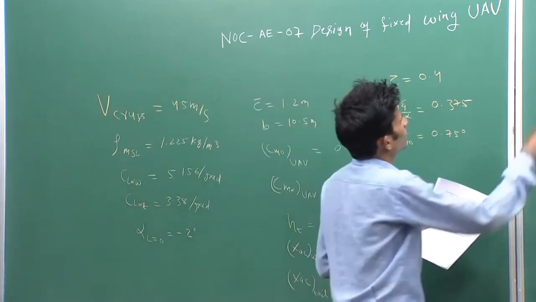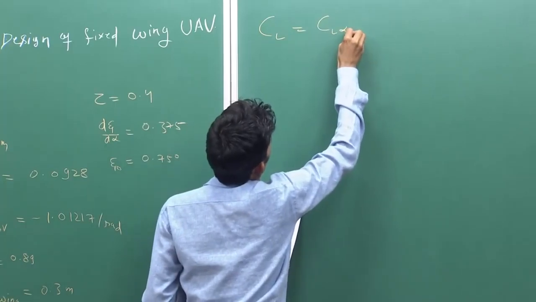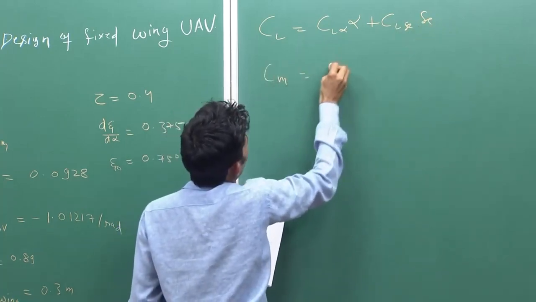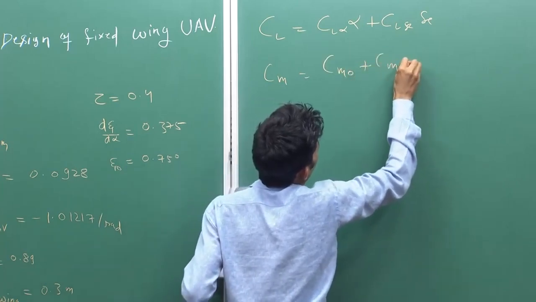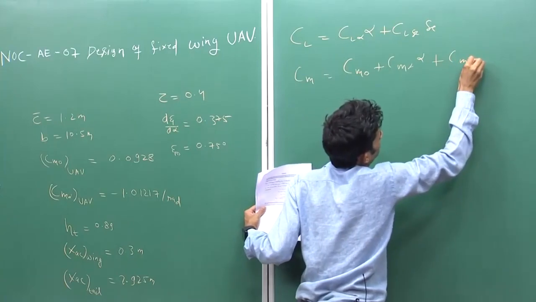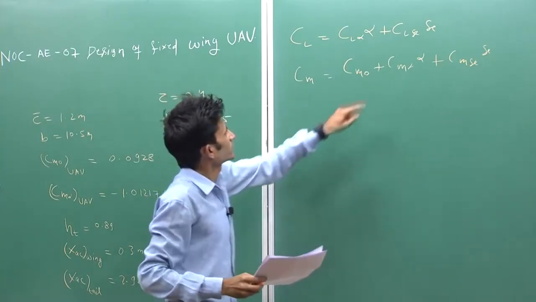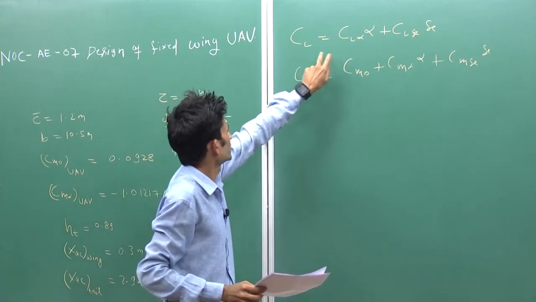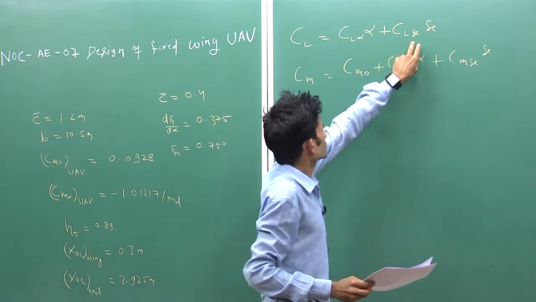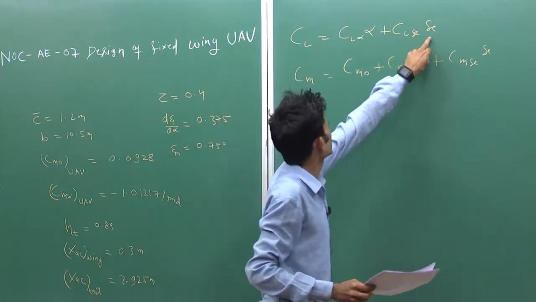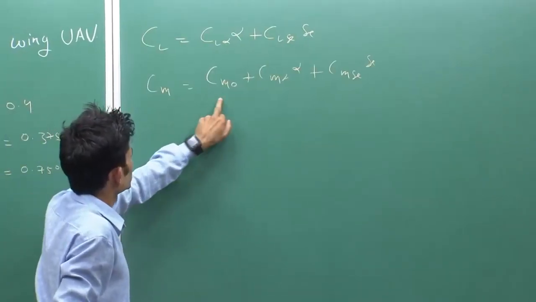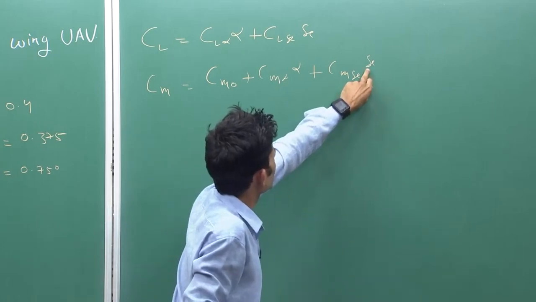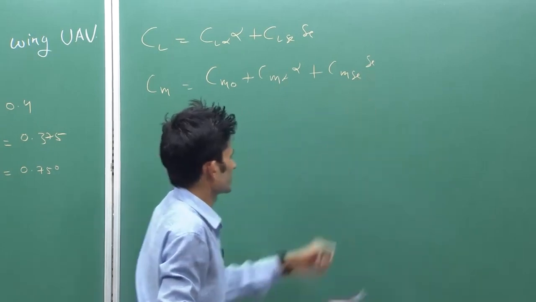and some useful formulas are also given, like CL equal to CL alpha into alpha plus CL delta E into delta E, and CM equal to CM naught plus CM alpha into alpha plus CM delta E into delta E, where delta E is the elevator deflection. If you want to consider only stability, then only this part is there, but if the controls come in, then this part will add, because when you deflect the elevator, then CL will change. CM equal to CM naught plus CM alpha into alpha is when you consider only stability. When you consider the control, then CM delta E into delta E will come, where CM delta E is the elevator control power and delta E is the elevator deflection.